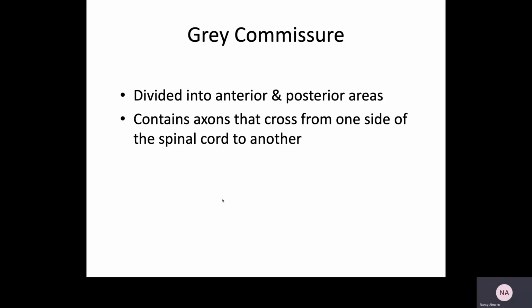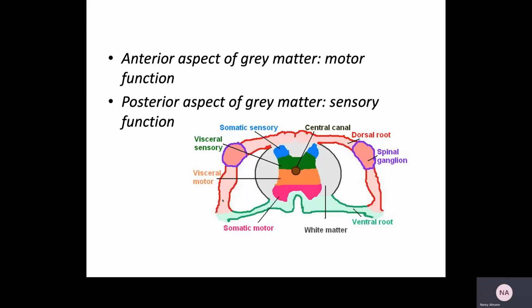We talked about the gray commissure. It's going to contain axons that cross from one side of the spinal cord to the other. The fancy term for that is decussate. Stay tuned. We'll talk more about that. We know that the anterior aspect of gray matter and white matter is actually going to carry motor functions, and the posterior aspect will have information about sensory functions.